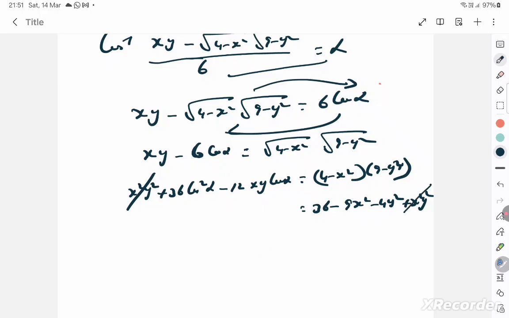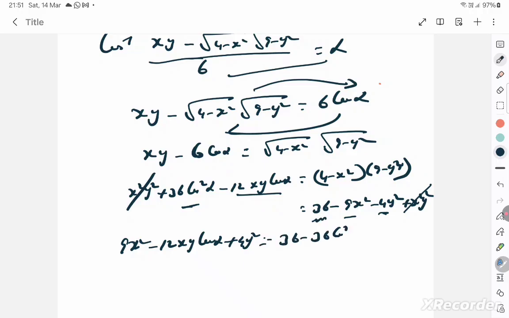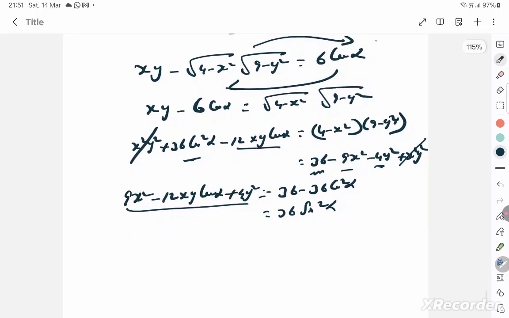what else are you left with? And what is it that you need to prove? When you look at what you need to prove, you need a 9x square. Bring it to that side, 9x square on the left side. You need a minus 12xy cos alpha, which you already have. Then you need a 4y square, yeah, we have a plus 4y square is equal to, take it to the other side. Anything else left out? You have a 36 minus 36 cos square alpha, which is 36 into sine square alpha, and you proved it, and that's the proof.